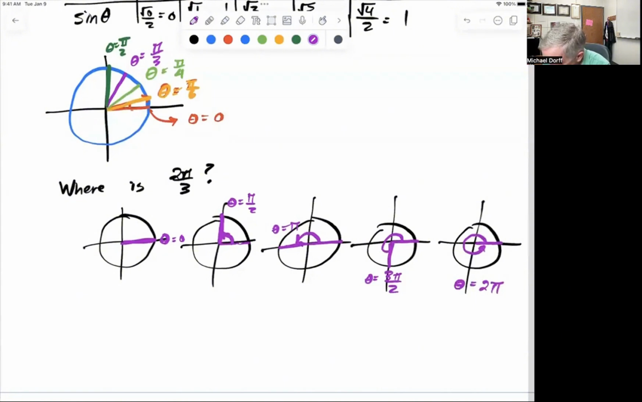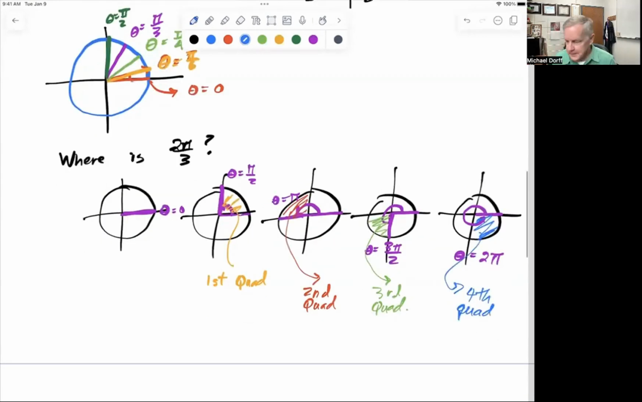All right. This part here is known as the first quadrant. This red part is known as the second quadrant. This green part is the third quadrant. And no surprise that the last one is called the fourth quadrant.